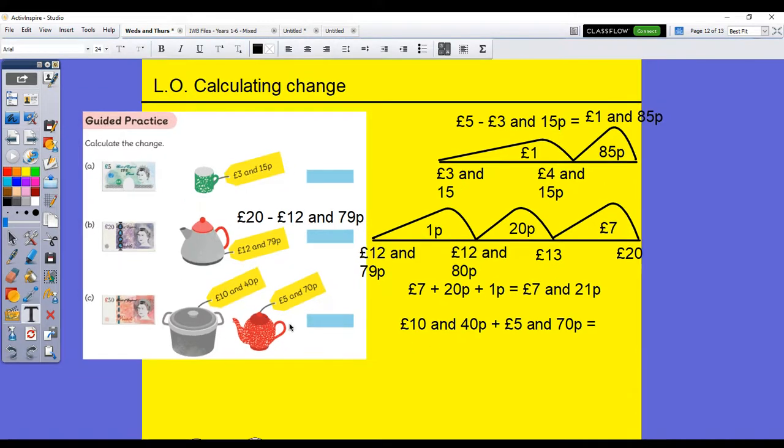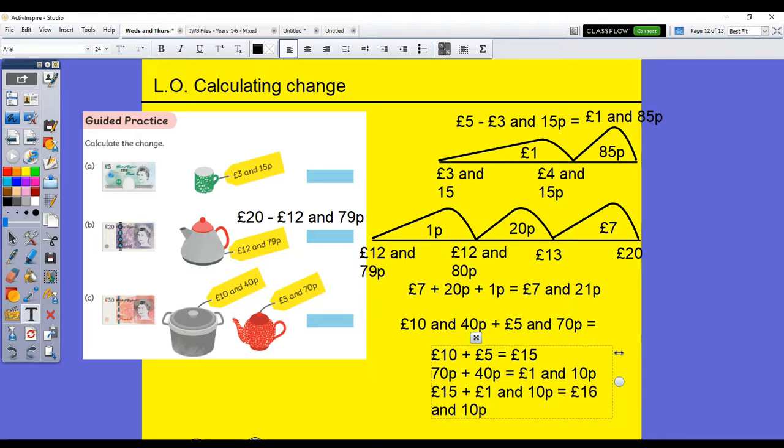Let's add the pounds first, like we always do. Okay, £10 plus £5. Oh, that's not the plus sign. Plus £5 equals £15. Okay, now the pence. 70p plus 40p. If 70p plus 30p is a pound, 70p plus 40p must be £1 and 10p. Okay, now let's add them together. £15 plus £1 and 10p equals £16 and 10p.